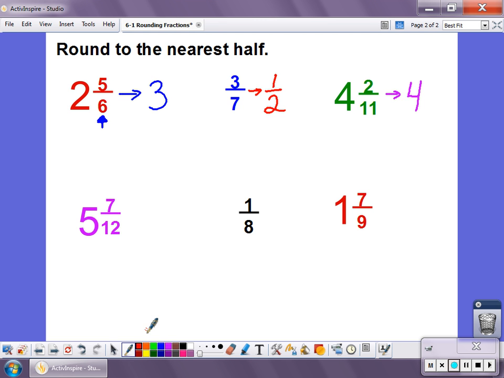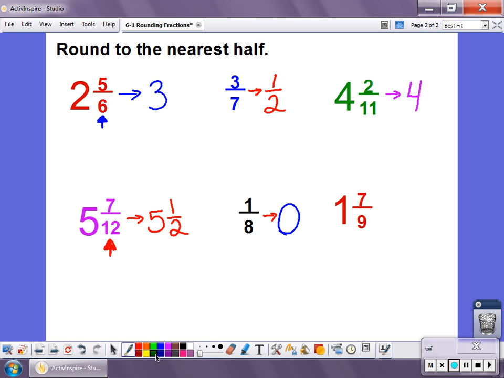Okay, a couple more examples here. 5 and 7/12. Well, if I look at this fraction part, 7/12 is almost half. 6/12 would be half. So this part of the problem, the fraction, is about half, so it's going to round to 5 and 1/2. 1/8. 1, as my numerator, is much, much smaller than my denominator. So this is going to round down, and because there's no whole number with it when I round this down, it actually rounds all the way down to 0.